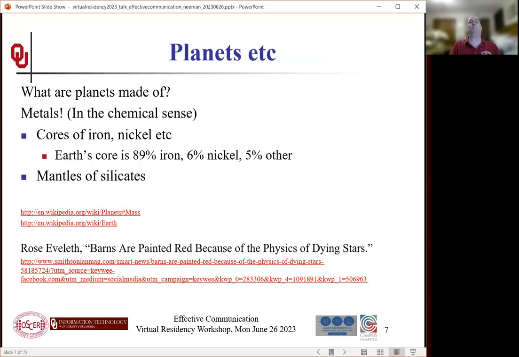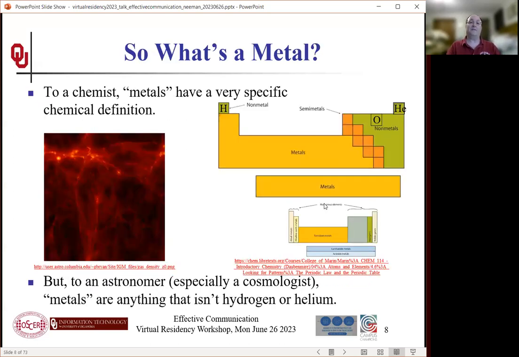Everything else combined, right? Now, in the world of astronomy, we certainly care about stars and galaxies and clusters of galaxies and superclusters and so on. But down at our solar system level, we also care about planets. Well, what are planets made of? Planets are made of metals. For example, the Earth's core is 89% iron, 6% nickel, and 5% everything else. The mantle, the outer layer, is not mostly metal, but the core of the planet, most of the mass of the planet, is metals. And it turns out that we paint barns red because there's so much iron that comes to us from dying stars and lands on the surface of the Earth that red paint is cheap. That's why barns are red. It's because red paint is cheap.